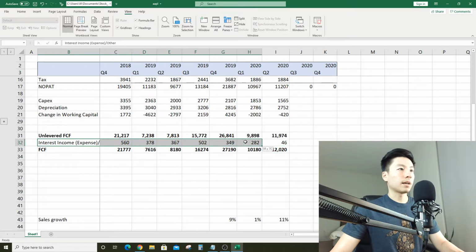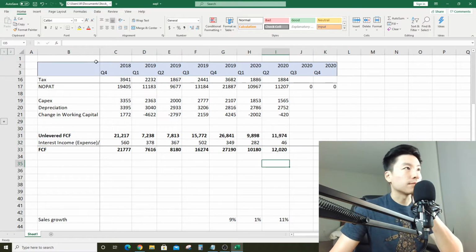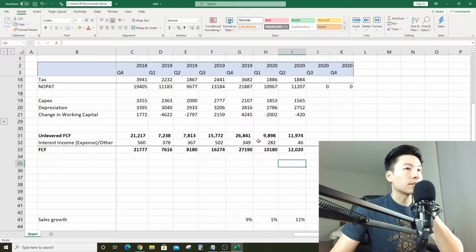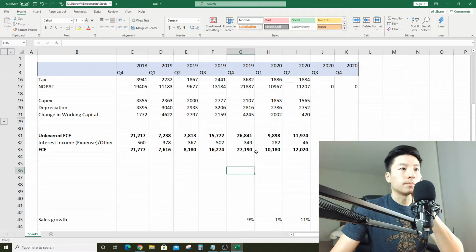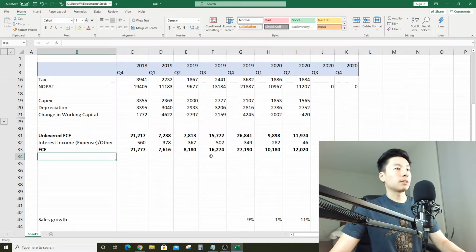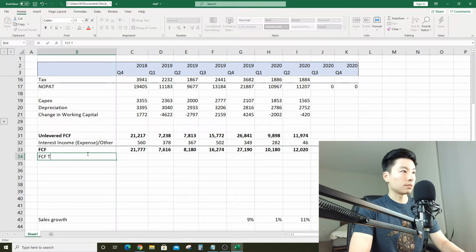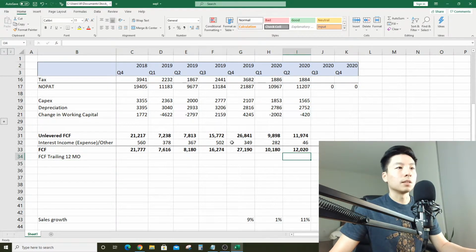Okay, so we have Apple's free cash flow after adjusting for leverage. It's a little bit higher, right? Because they actually have interest income and other income, so it increases their free cash flow. And remember these are for 3 months, so I'm also gonna do what's called free cash flow trailing 12 months. This gives us the trailing 1 year free cash flow.